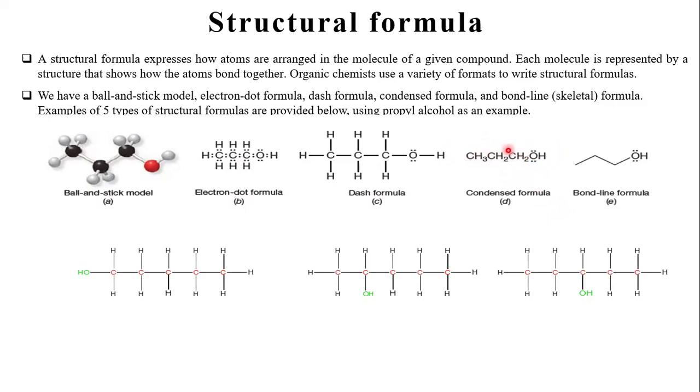Then the last type of structural formula is the bond line formula. Organic chemists mostly use bond line formulas, also known as skeletal formulas. In these formulas, carbon atoms are represented by the ends and intersections of lines. For the sake of simplicity, hydrogen atoms that are attached to carbons are typically left out. So you can see from the line here, although it has hydrogen atoms, you cannot see them.